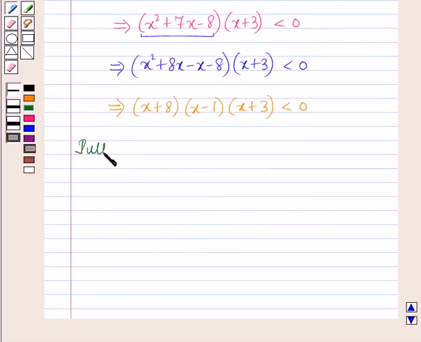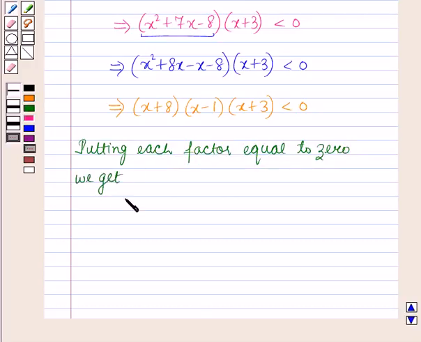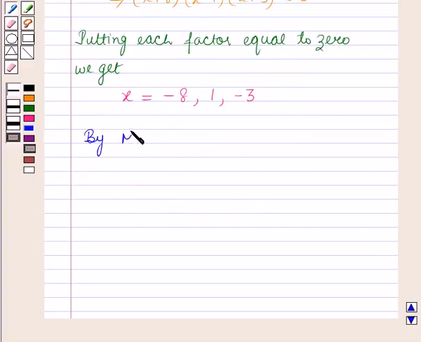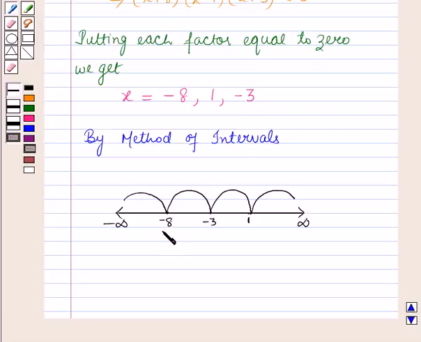Now putting each factor equal to 0, we get x is equal to minus 8, 1 and minus 3. Now, by the method of intervals, we will plot these points on the number line. So we have plotted the points minus 8, minus 3 and 1 on the number line. Now, starting from the right, we will put the signs as plus, minus, plus, minus.